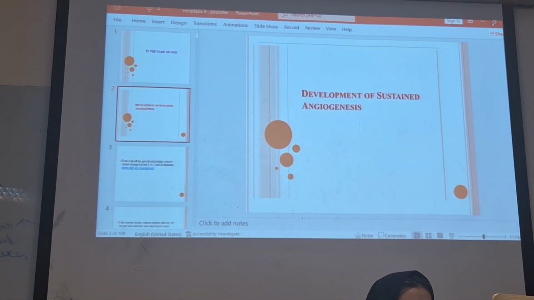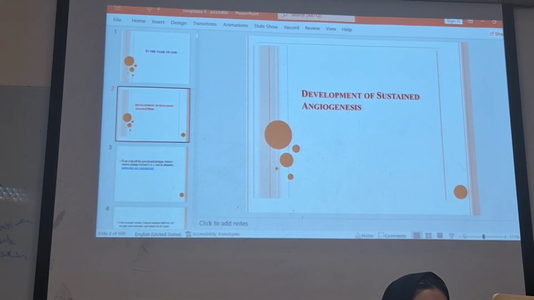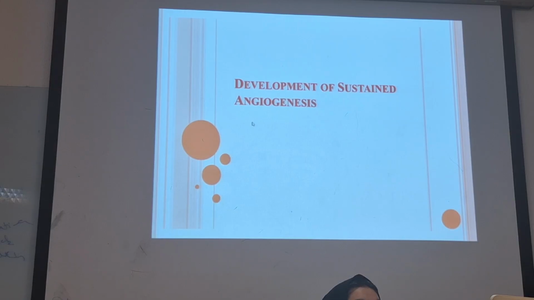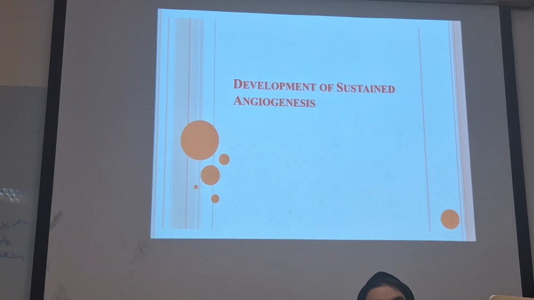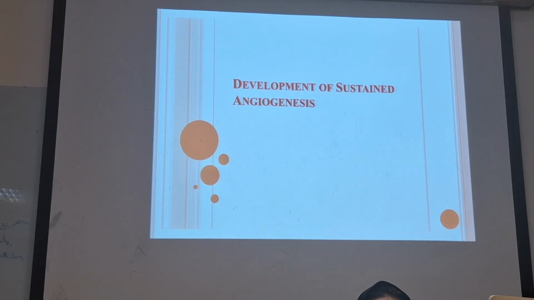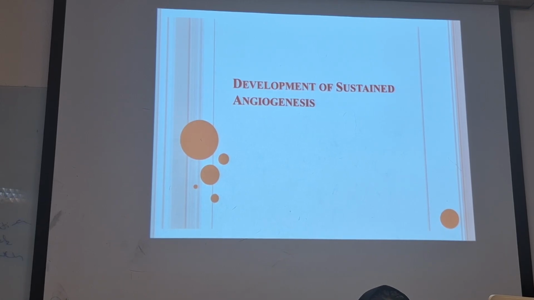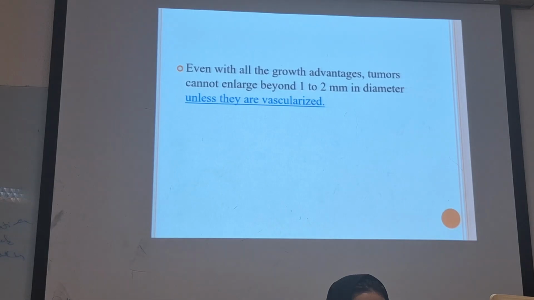Okay. Now about another feature of the malignant cell, which is development of sustained angiogenesis. What's the meaning of angiogenesis? Formation of blood vessels, like carcinoma. Yes, genesis means making anything. Angiogenesis, yes, making vessels.